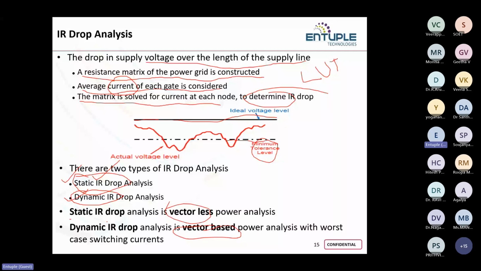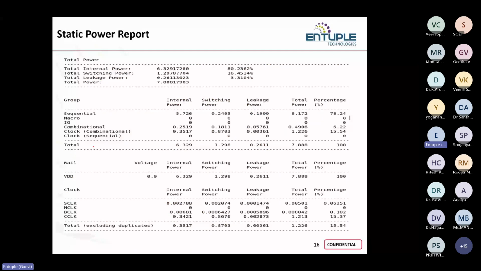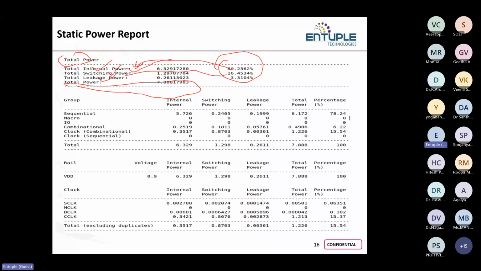This is how the actual static power analysis looks. It comes with the total power in terms of internal, switching, and leakage, and down below you will find the total power and the percentage also. Here internal is contributing around 80%, so one has to work on low power internal power optimization techniques. Switching is only 16%, and the remaining leakage is 3%.